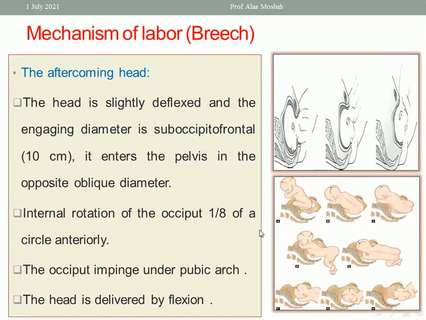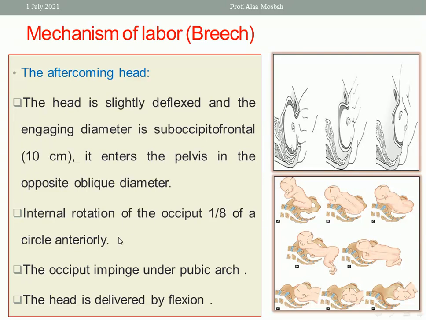What about the aftercoming head? The head is slightly deflected, that's why the engaging diameter is sub-occipitofrontal, which is 10 centimeters. It enters the pelvis in the opposite oblique diameter of the maternal pelvis. So the buttocks and the shoulders descend and engage in the same oblique diameter, while the head descends and engages through the pelvis in the other, opposite oblique diameter.